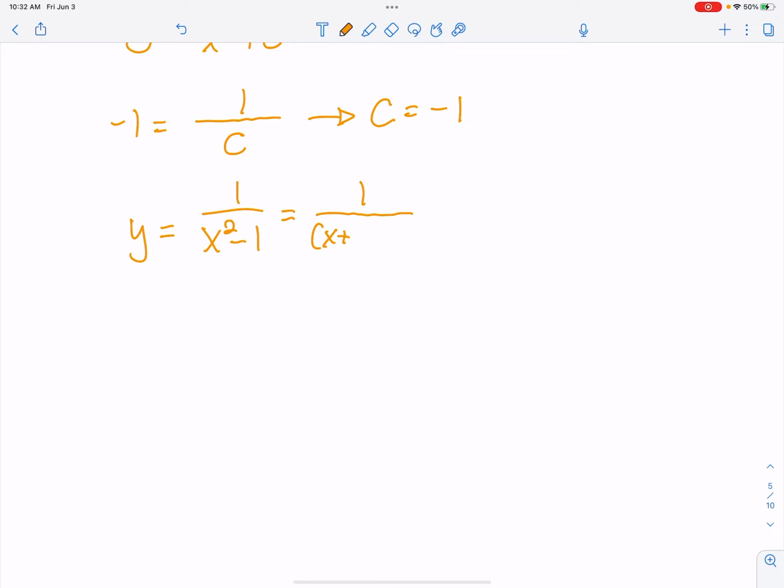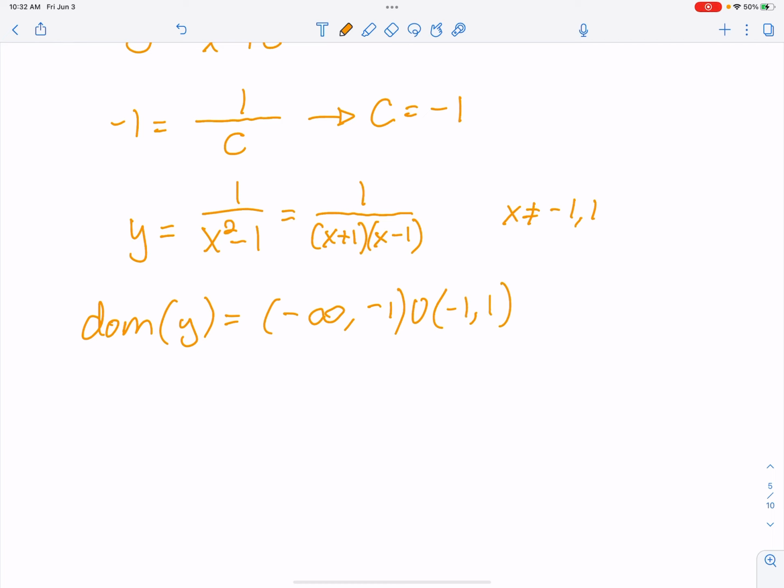We can factor this, and this is going to help us determine what x can't be. All right, this tells me x can't be -1 and 1. So I'm going to write this out. The domain of y is equal to, if I use interval notation, -infinity to -1, union -1 to 1, union 1 to infinity. That is my domain.